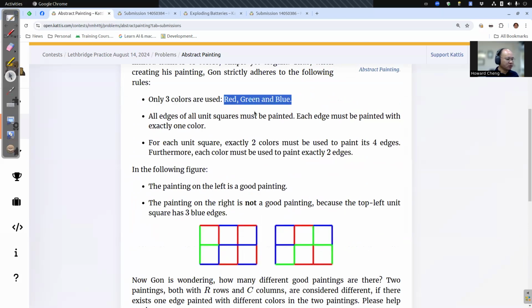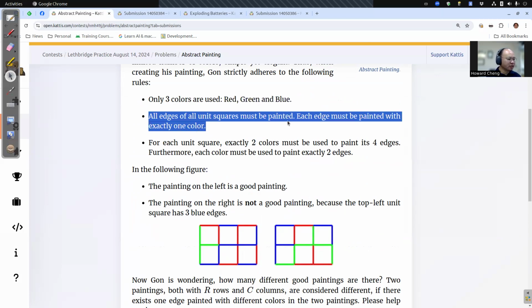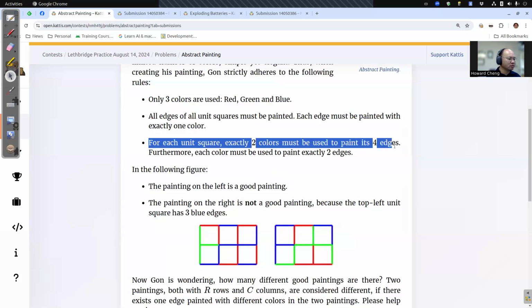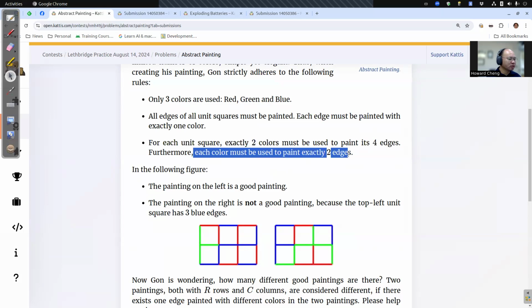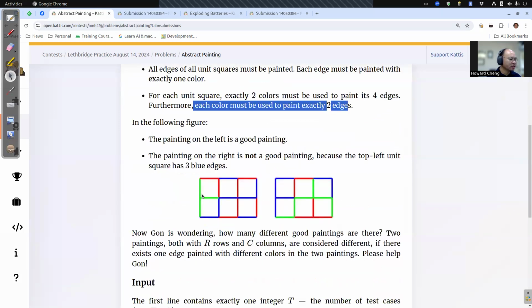But there are some constraints. All edges must be painted with exactly 1 color. And for each unit square, exactly 2 colors must be used, and each color must be used for exactly 2 edges. So here you have red and green, both taking 2 edges, and here you have red and blue, and so on. But this one is bad because you have 1 square with 3 blue edges. That's not allowed. So now you're given R and C, and you want to know how many different ways you can color this.